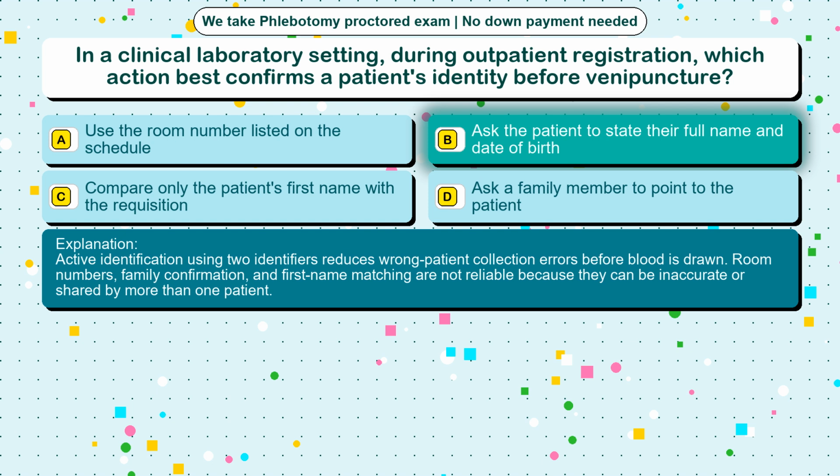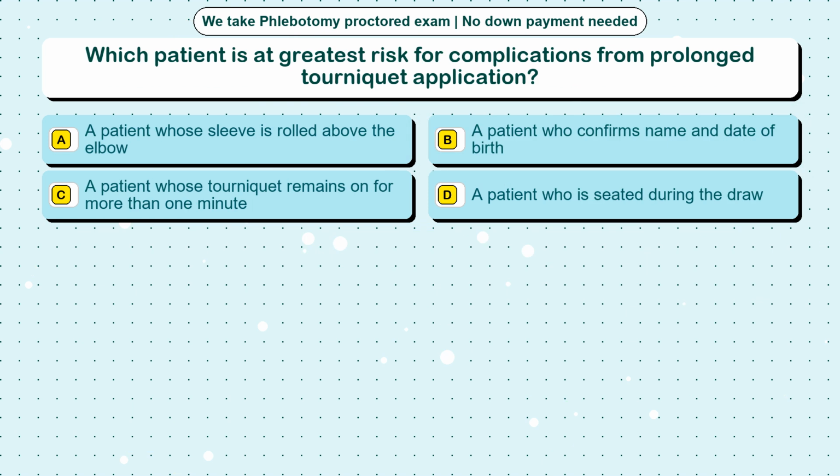Question 58. Which patient is at greatest risk for complications from prolonged tourniquet application? Option A. A patient whose sleeve is rolled above the elbow. Option B. A patient who confirms name and date of birth. Option C. A patient whose tourniquet remains on for more than 1 minute. Option D. A patient who is seated during the draw.